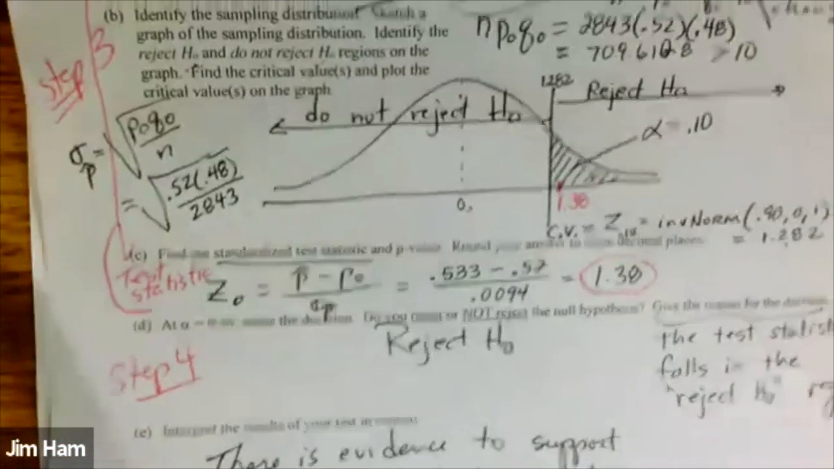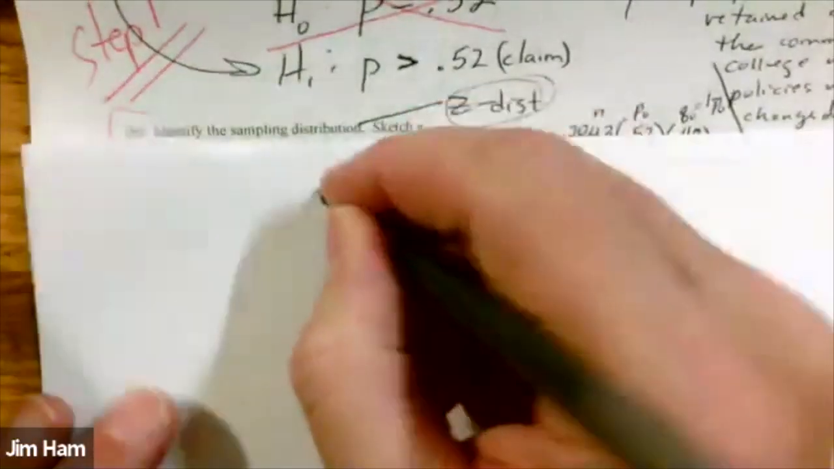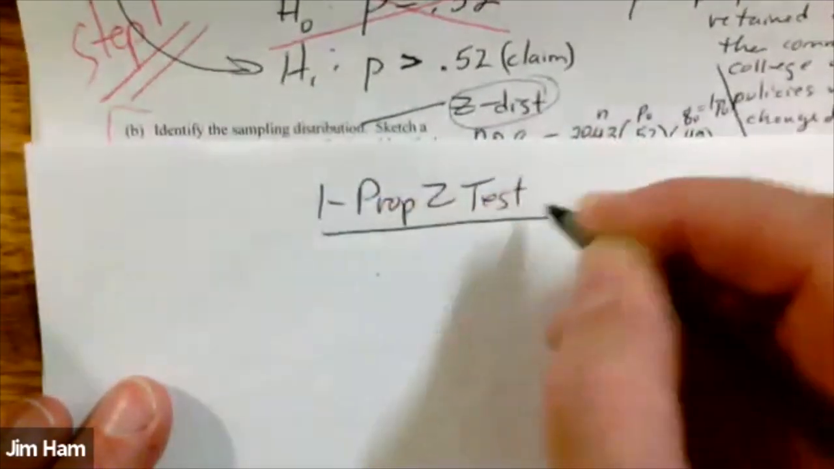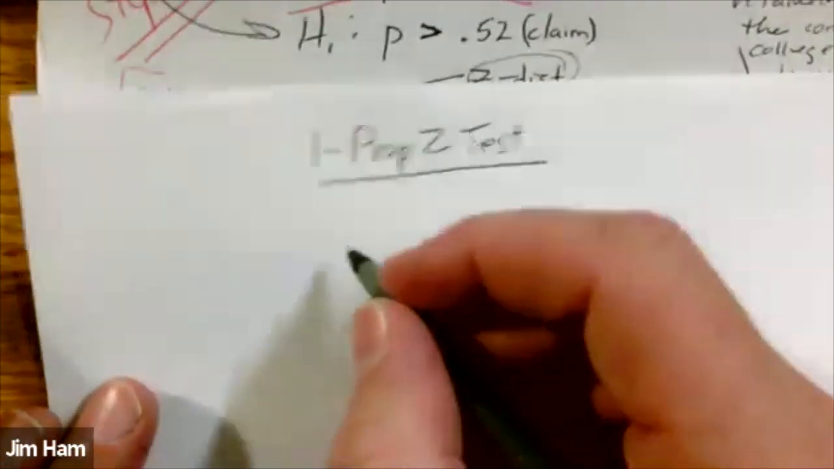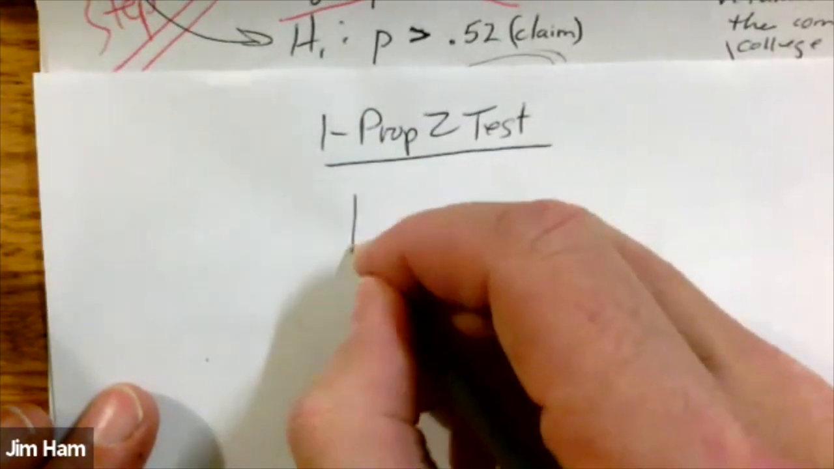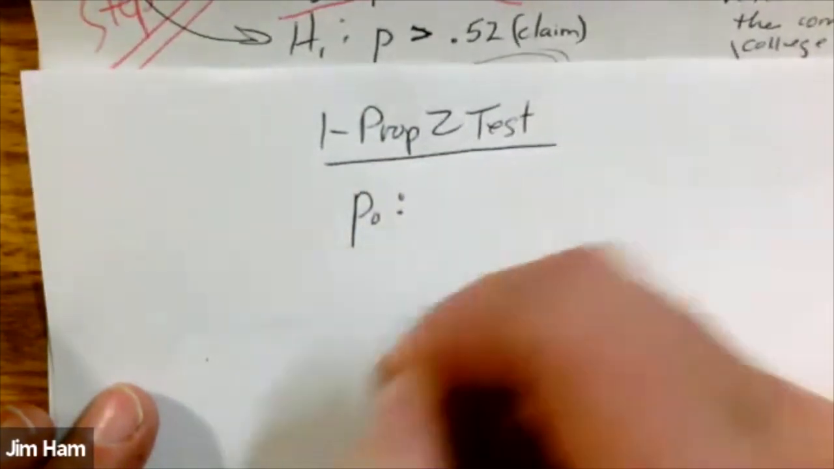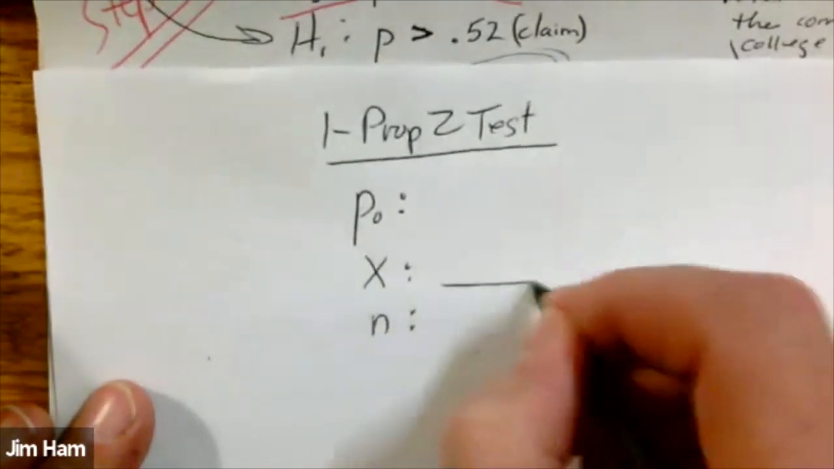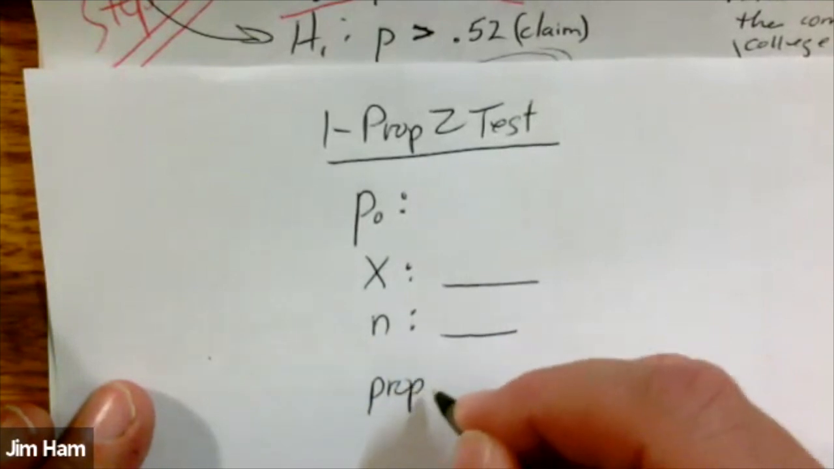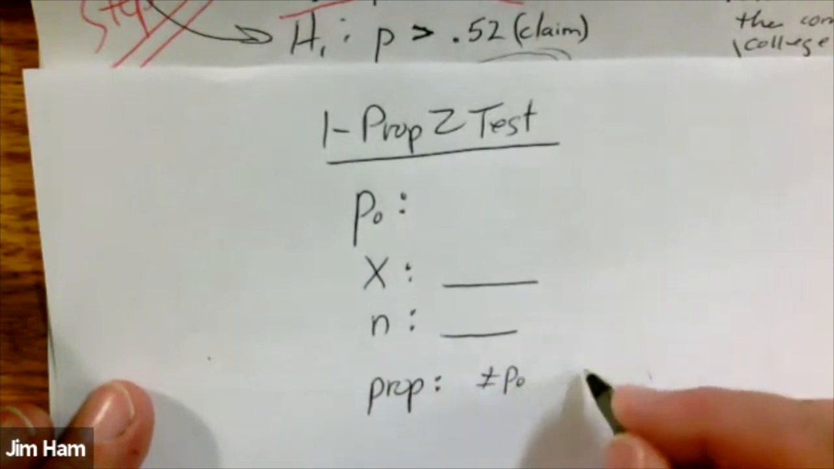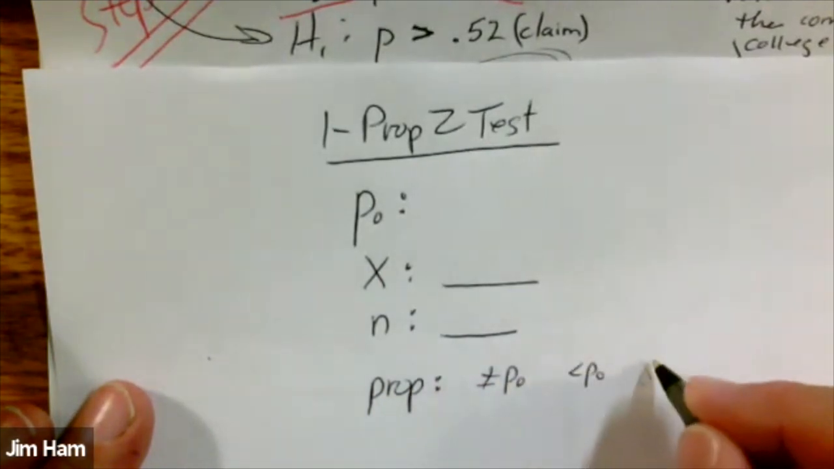I also, for this one, would like to give you another example of how you use the calculator function. So one prop is Z test. Go ahead and give me these numbers. I want to see if you're following along. It's going to ask you for P0. What's that number? It's going to ask you for X and N. And then it's going to ask you something about the alternative hypothesis. Is it not equal to, less than, or greater than?